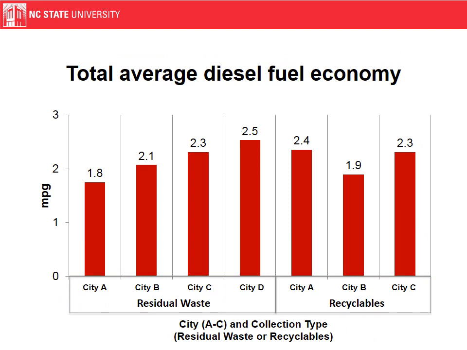From all the data that we got, this chart aggregates the average diesel fuel efficiency, miles per gallon, along the y-axis, and along the x-axis the city and the type of collection. So for residual waste, somewhere around 2 miles per gallon, and similarly for recyclables, about the same. So not a significant difference for these cities and collection sectors.